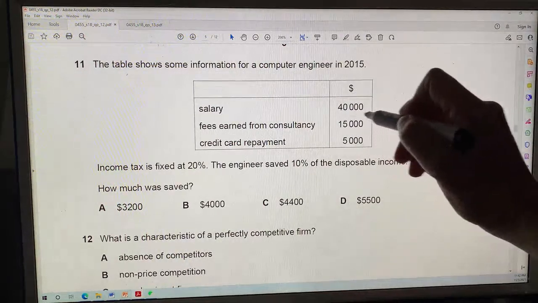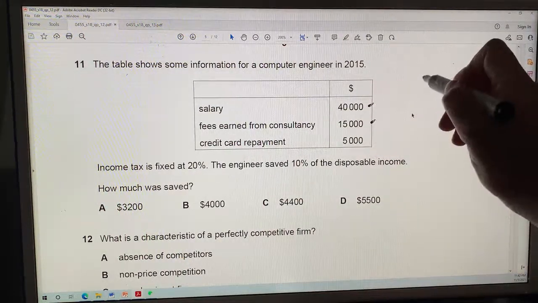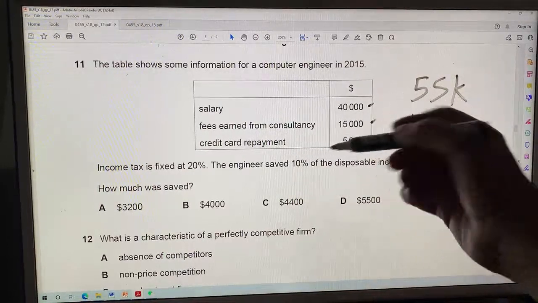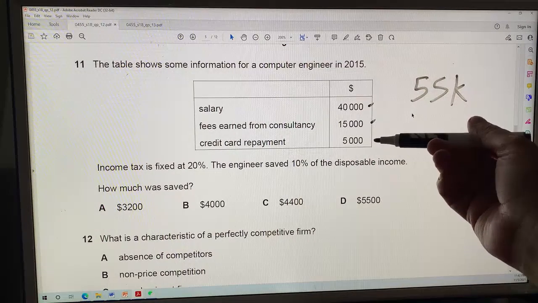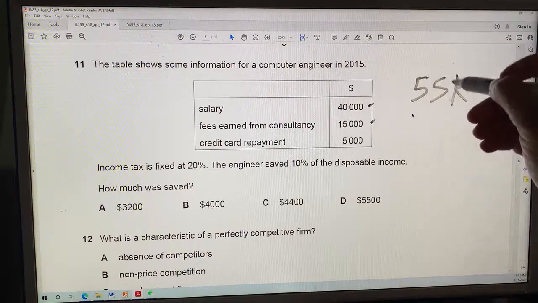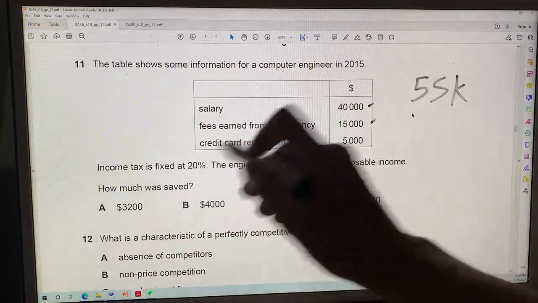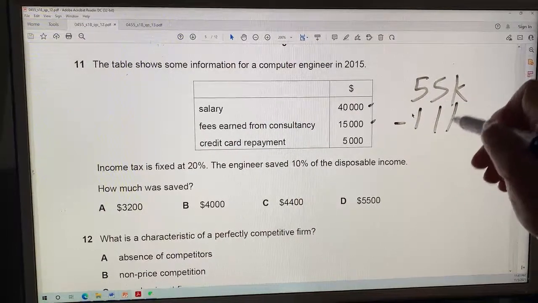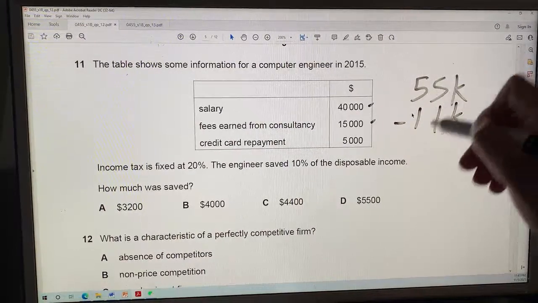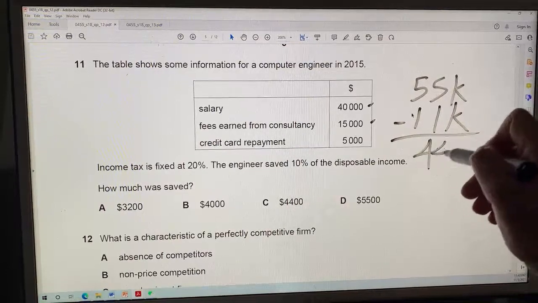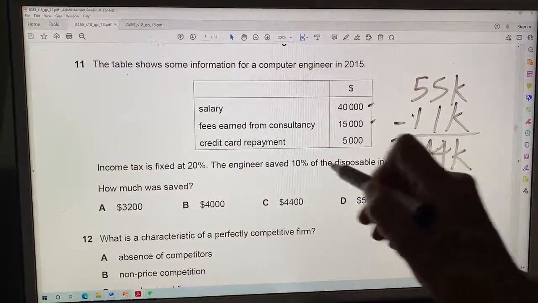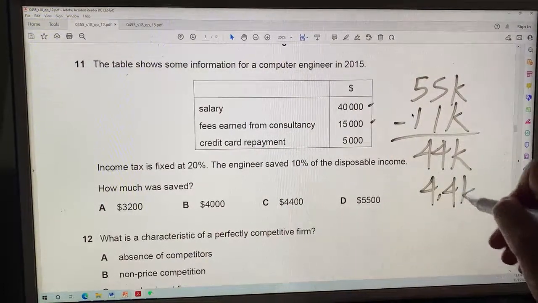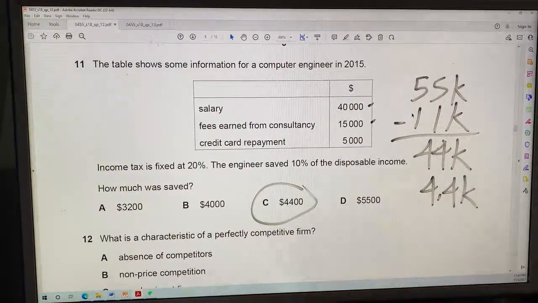His income was 40 plus 15, which is 55. K is 1,000, right? There's a credit card repayment, but that's not about income. So 55,000, and income tax is 20%. 20% of 55,000 is 11,000, right? 5.5 plus 5.5 is 11. So his disposable income is 44K. And if the engineer saved 10% of that, it's 4.4 thousand, so the answer is C.